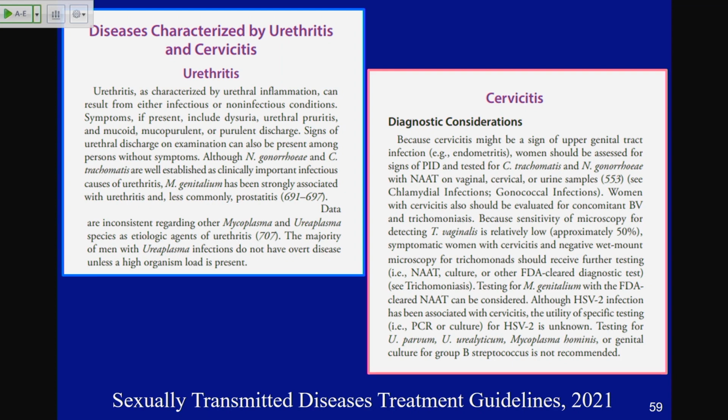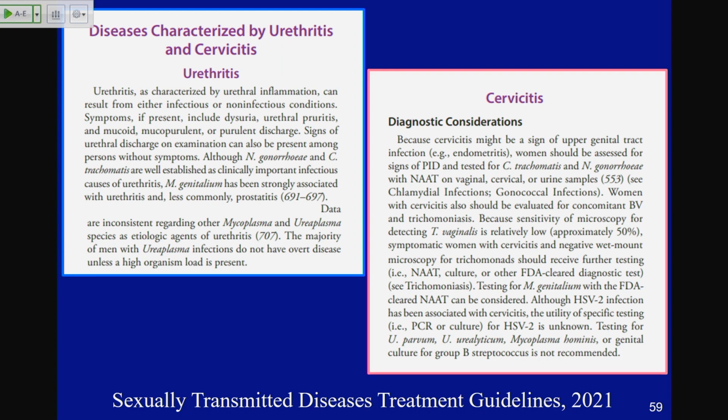If you go through the fine print, down here: data are inconsistent regarding other mycoplasmas other than genitalium and ureaplasmas as etiologic agents of urethritis. So the CDC is essentially telling you that hominis and ureaplasmas do not cause urethritis. Similar story with cervicitis. Testing for ureaplasma parvum, ureaplasma urealyticum, hominis, or group B strep is not recommended in the context of cervicitis.